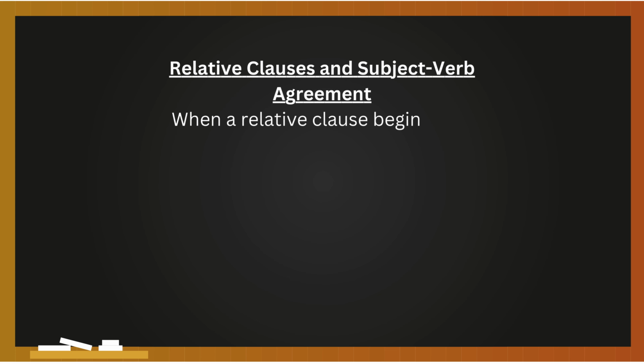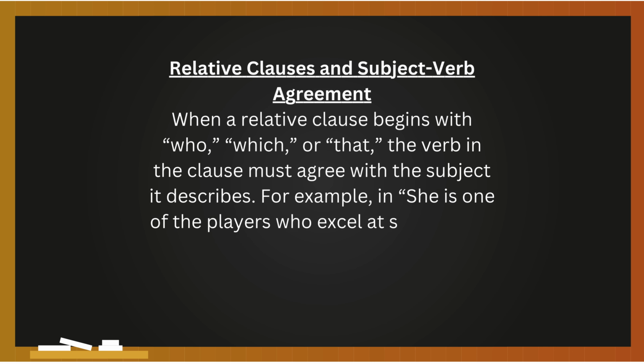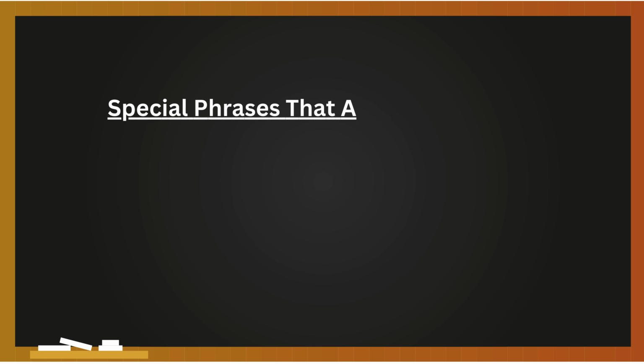When a relative clause begins with who, which, or that, the verb in the clause must agree with the subject it describes. For example, in "She is one of the players who excel at soccer," the verb excel agrees with players, which is plural. Special phrases that affect agreement.